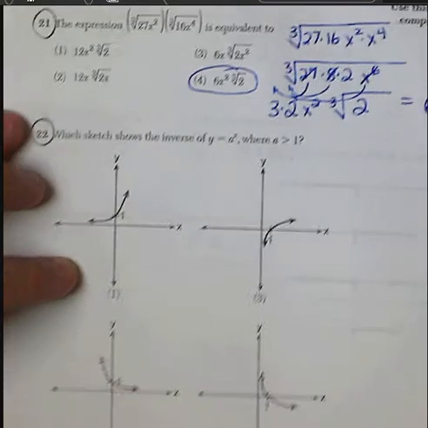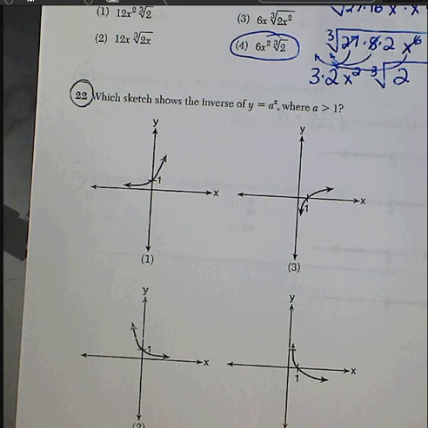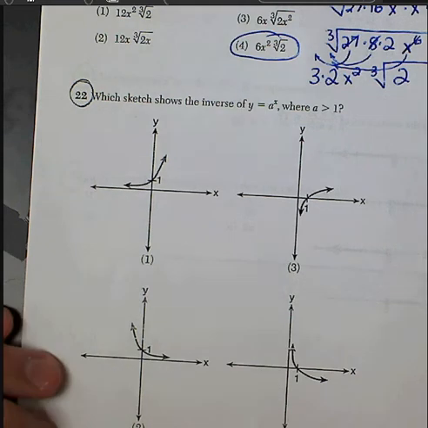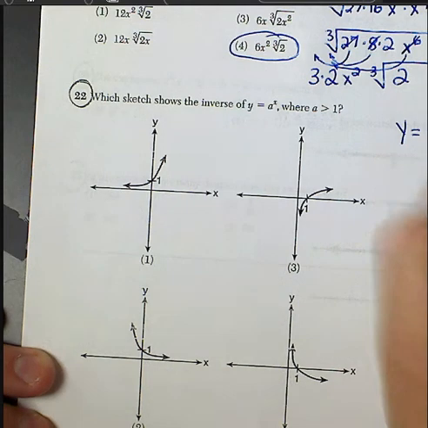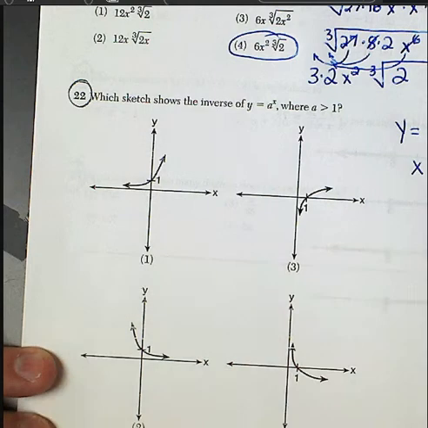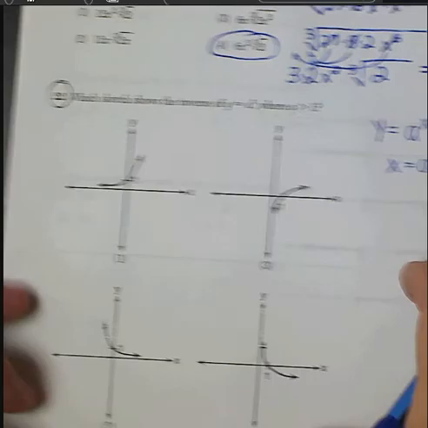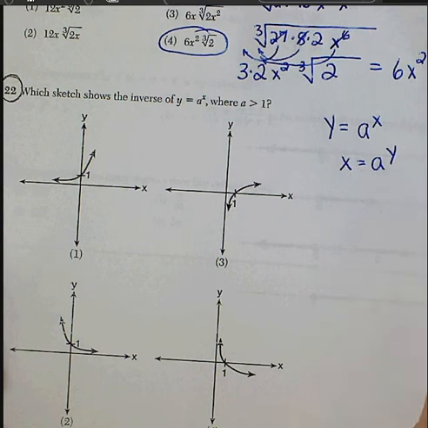All right, question 22. It says, which sketch shows the inverse? Now, remember what we're trying to do with inverse. y is equal to a to the x, and what we mean by inverse is we're going to switch x and y. That's relatively what's happening with this. So you start with y equals a to the x, and the inverse is x equals a to the y.